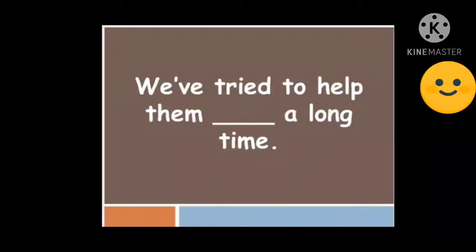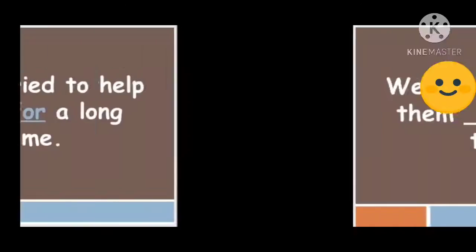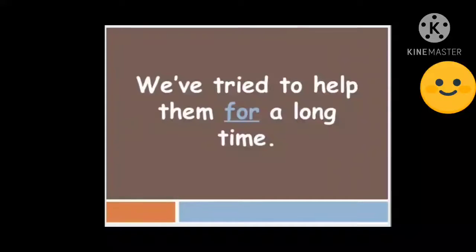We have tried to help them dash a long time. So long time, of course the time is not especially mentioned here. So when long time or a week or 2 weeks or 3 weeks or 4 hours, 1 week, 1 month, 2 years, such kind of phrases are given, then we usually go with for. Okay, we have tried to help them for a long time. So for is the correct preposition.